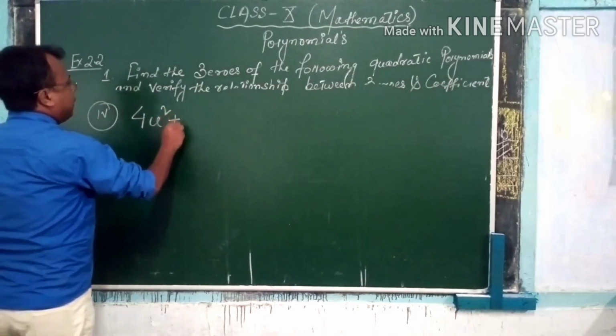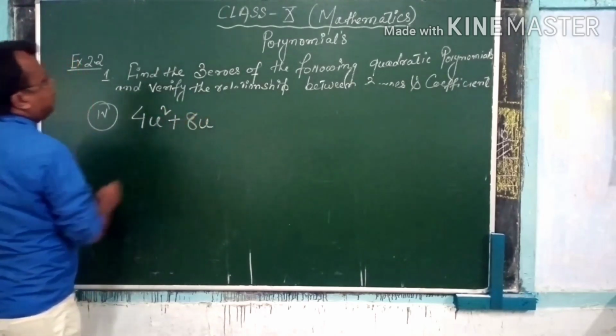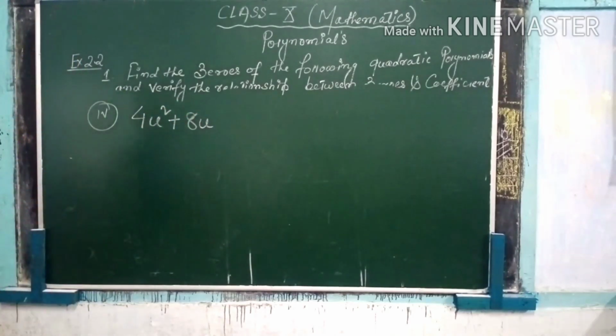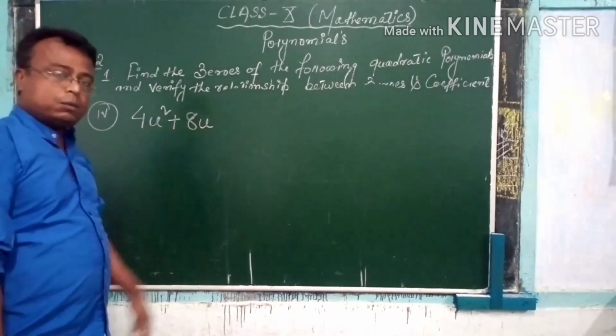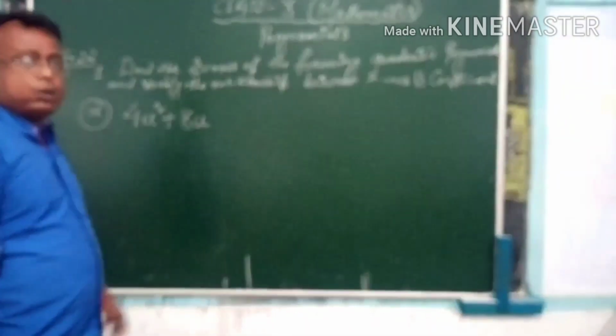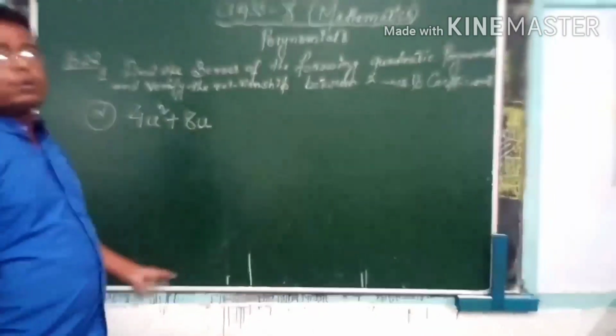4u squared plus 8u. Okay, 4u squared plus 8u. Here the constant term is missing. It is very easy to solve this question. No need for going for splitting the middle term.